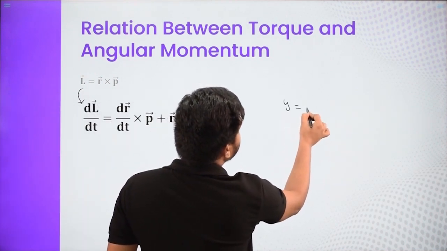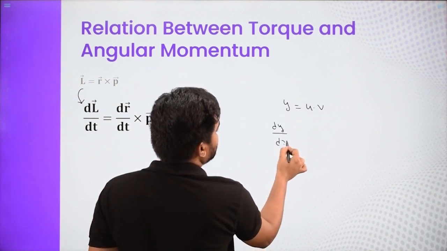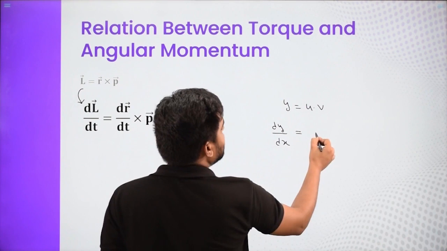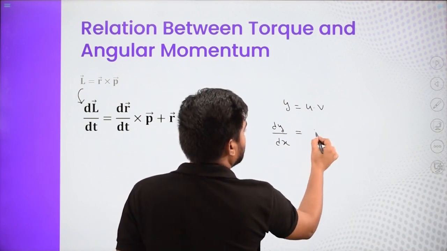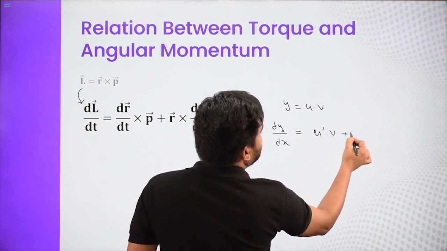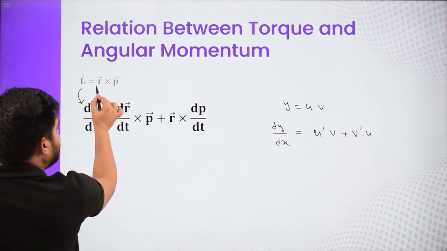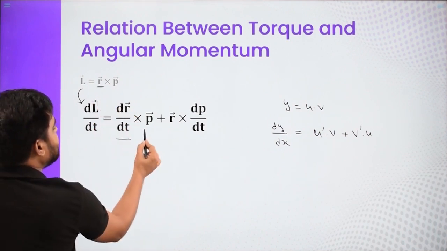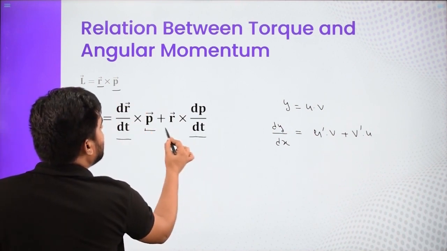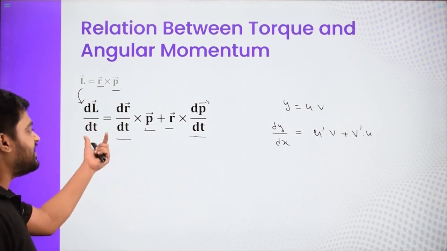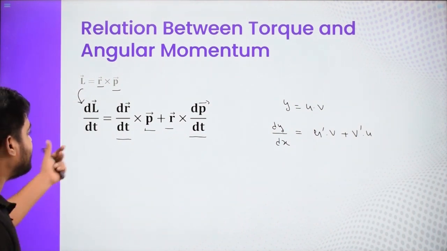Since y is equal to u times v, dy by dx, the differentiation, is going to be u dash times v plus v dash times u, or u times v dash. So first I am differentiating this: dr by dt I am keeping as it is, and then I am differentiating p and keeping the r vector as it is. This is the equation we get once we differentiate.